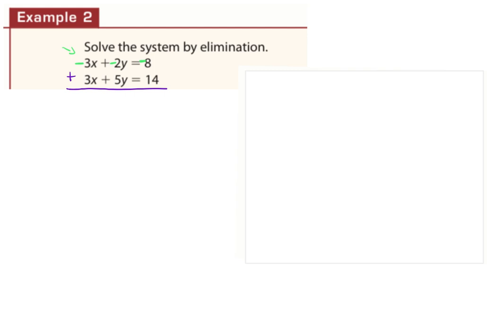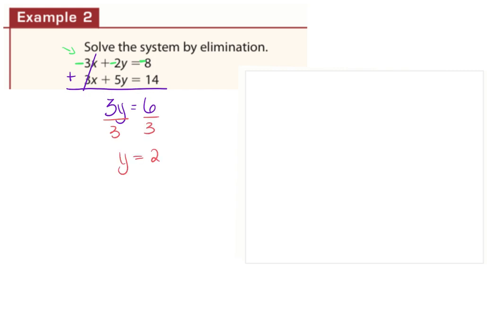So I have -3x and +3x. Those will cancel. -2 and +5 will give me a +3. And then negative 8 and positive 14 is going to give me a 6, right? And I think they did it opposite in the book, but that's okay. Divide by 3, y equals 2.